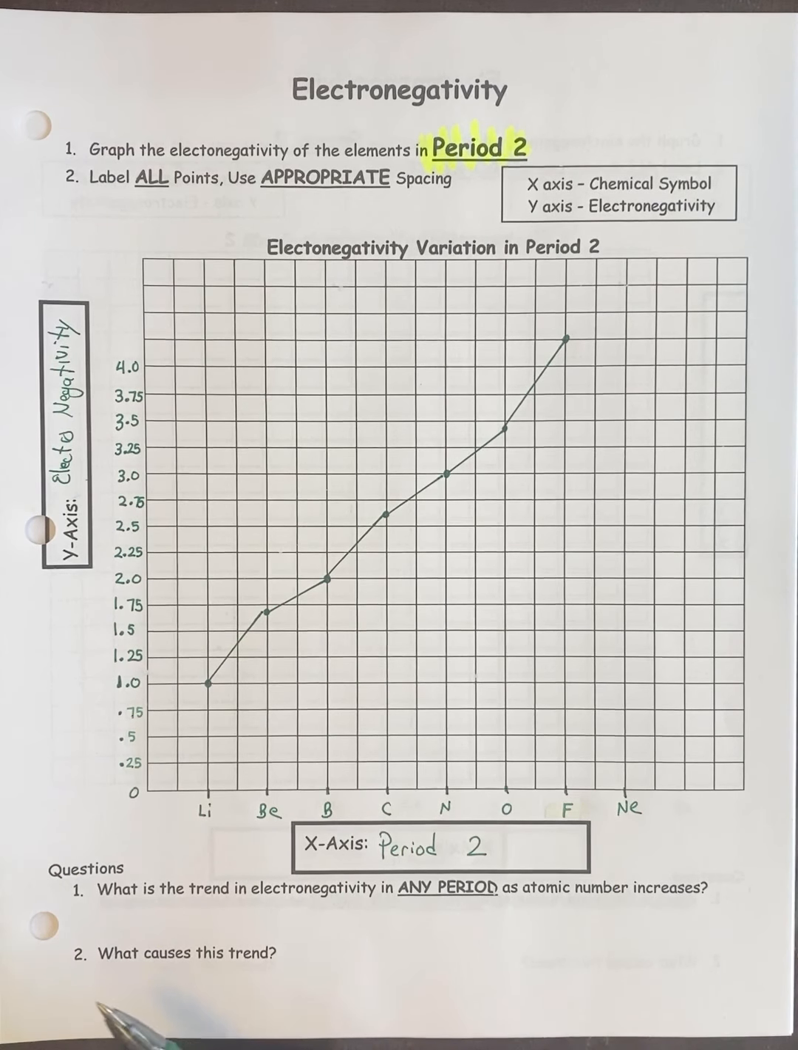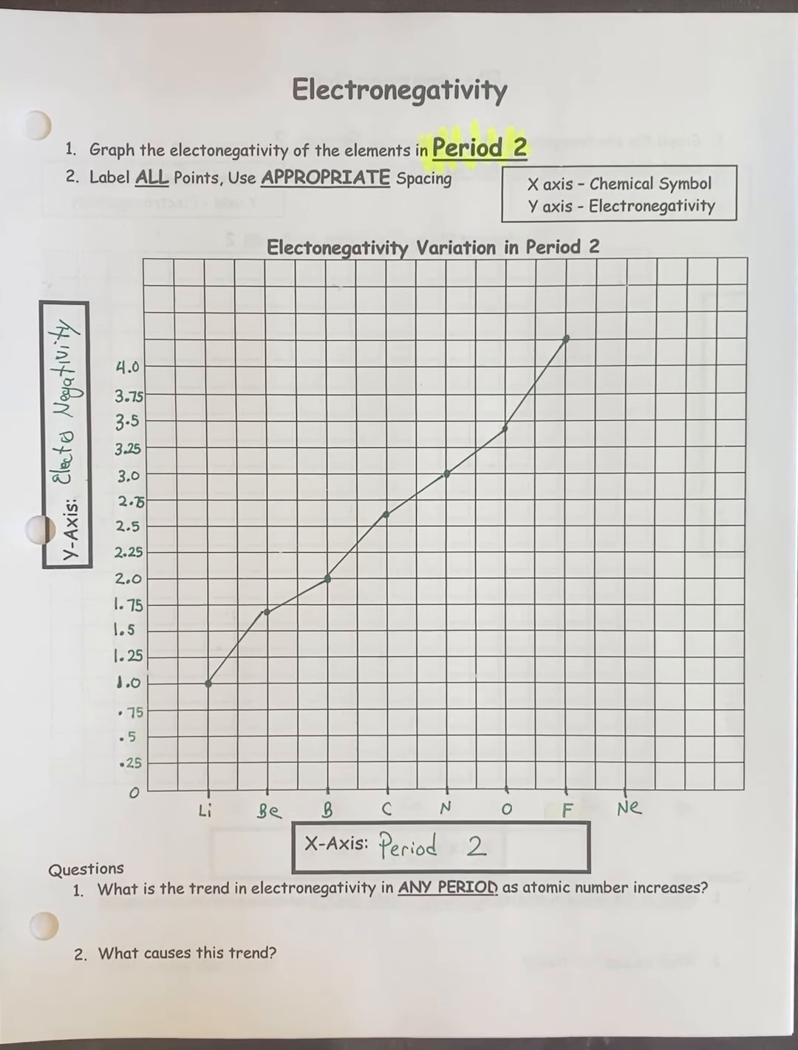And then the questions at the bottom. It says, what's the general trend, or what's the trend in any period of the atomic number? The reason I say any period is because if you know the trend for one period, you know the trend for all the periods. And then question 2, again, I'm bringing this up a lot: what causes the trend? I'm going to be looking for those in the answers. And so this is what your first graph is going to look like. I'm only doing one of them for you.